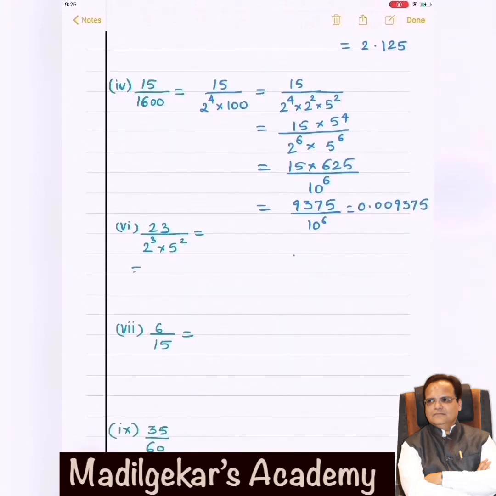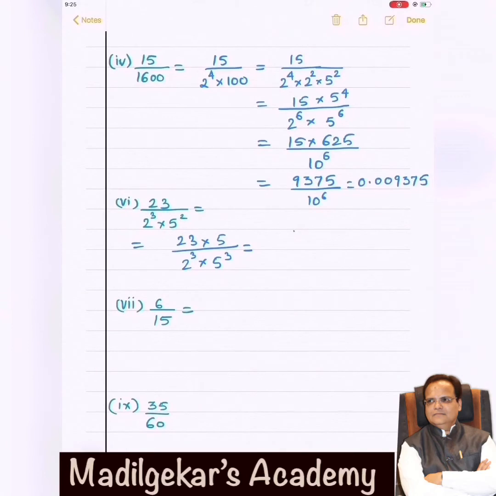In sixth bit, 23 into, just divide and multiply by 5 to get the same powers of 2 and 5 in the denominator. Numerator is 23 into 5. 5 is 15, carry 1 and 11. So 115 upon 10 cube. In terms of decimal, it gives 0.115.